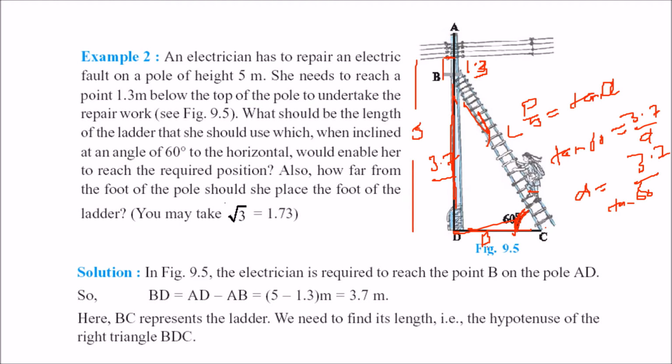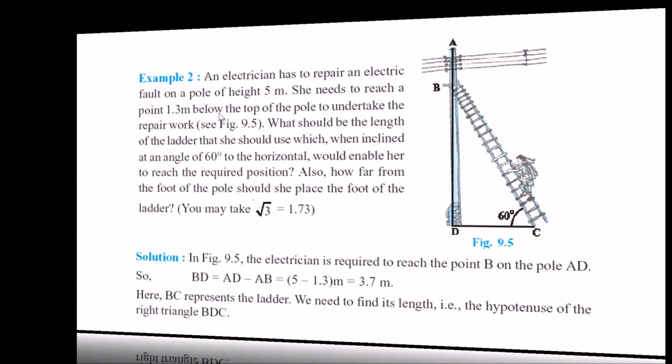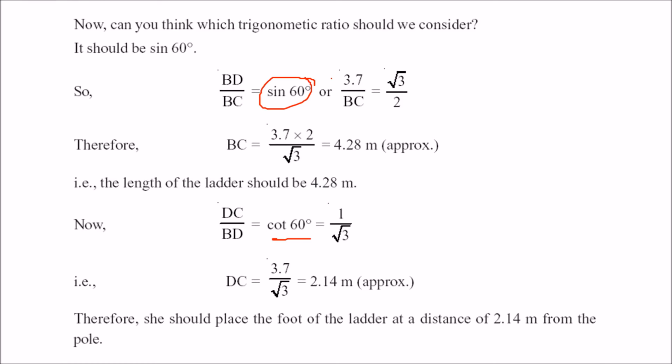You can easily find out if you find out this distance. You can take the Pythagoras theorem and find out. But if you want to use the trigonometric ratios, you can take sine. Sine is what? Perpendicular by hypotenuse. That is 3.7 by the length of the ladder. Sine 60 is nothing but root 3 by 2. So 3.7 by BC, that is the length of the ladder, BC will be 3.7 into 2 by root 3. We'll take the value of root 3 as given in the question. The length of the ladder will be 4.28.